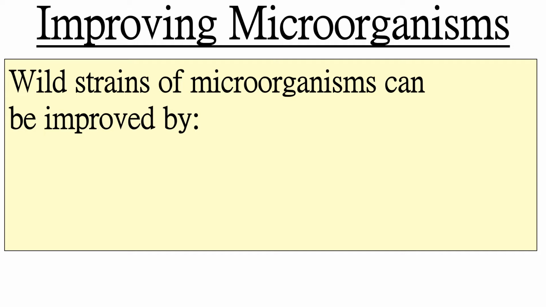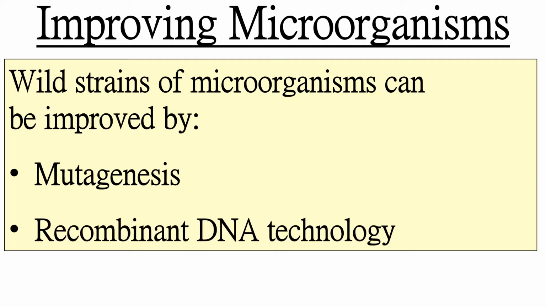So first of all, how can you improve microorganisms? These are wild strains, which just means what you would find naturally everywhere around you. Your options are mutagenesis, which is a means to induce mutations, to make mutations happen, and then recombinant DNA technology. Recombinant just means new, I suppose. So it's genetic engineering, for want of a simpler term.